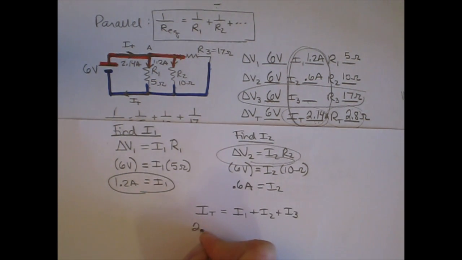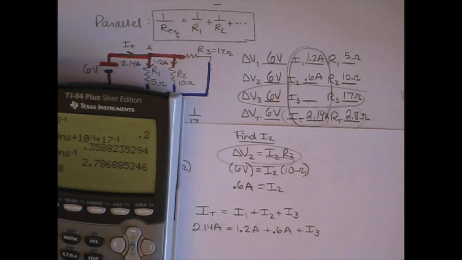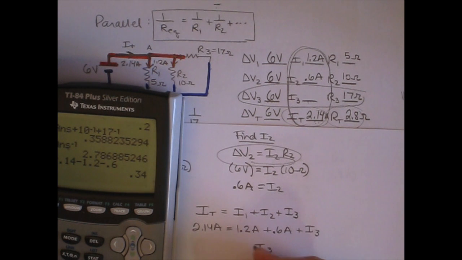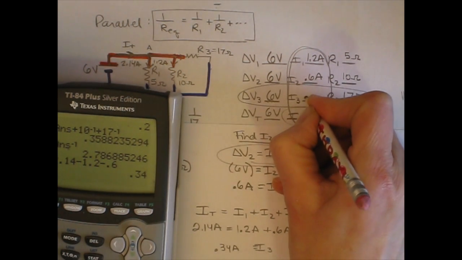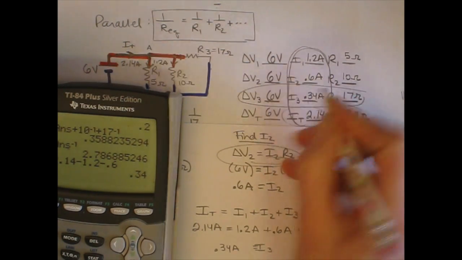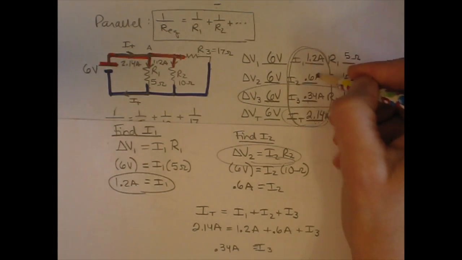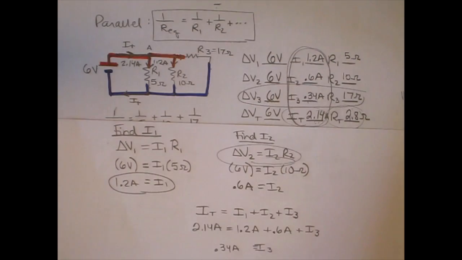So if the total flow rate is 2.14 amps, and the flow rate in resistor 1 is 1.2 amps, and it's 0.6 amps in the next one, then we can find out what it is in the third one. So 2.14 minus 1.2 minus 0.6 is 0.34. And so that is our flow rate in the third branch. Okay? So the flow rate in each of these branches has to add up to the total flow rate.